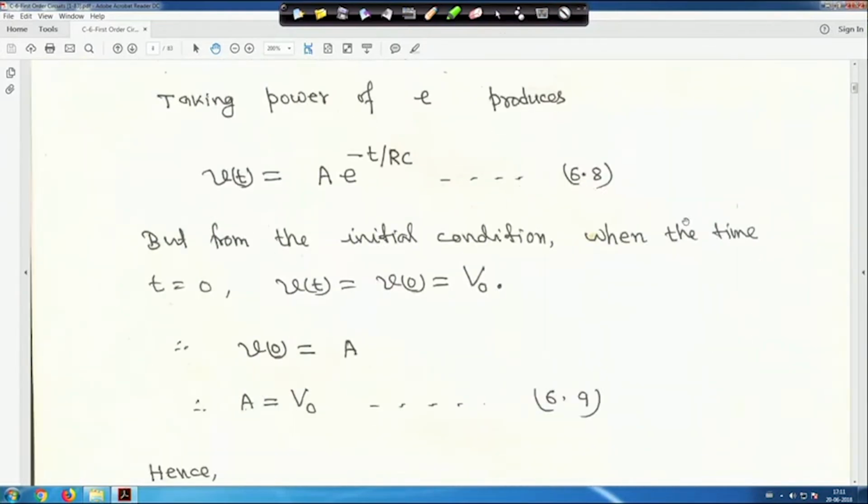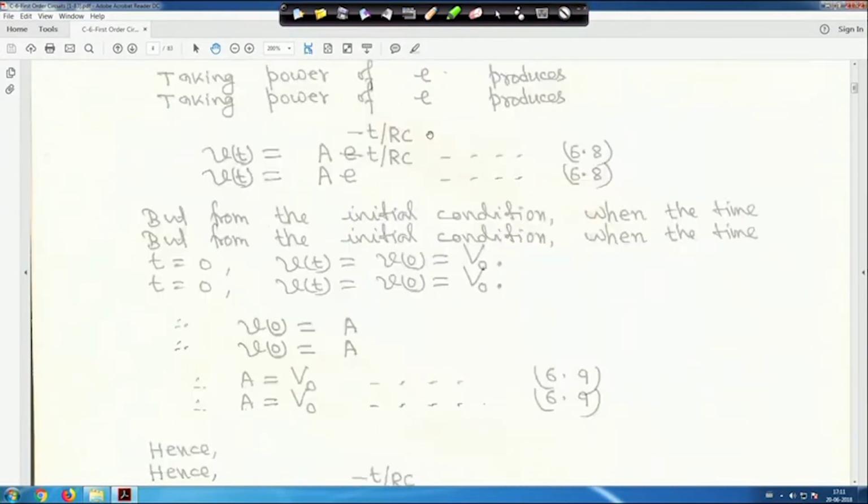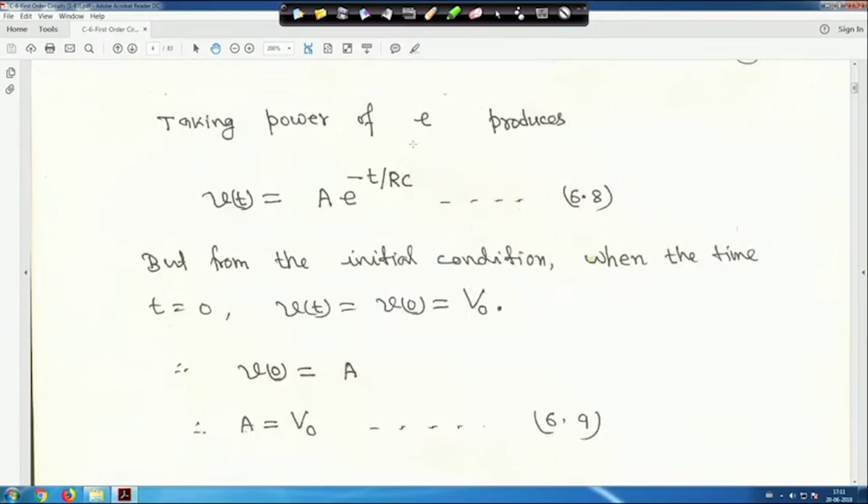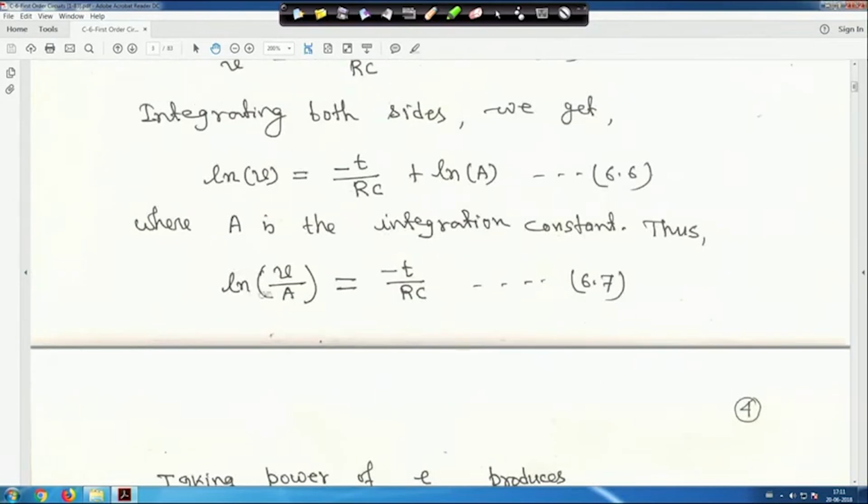So, taking power of e, V(t) is equal to A into e to the power minus t upon RC. Here ln means log of base e. So, V upon A is equal to e to the power minus t upon RC, or V is equal to A into e to the power minus t upon RC. As V is a function of t, that is why we are writing V(t).